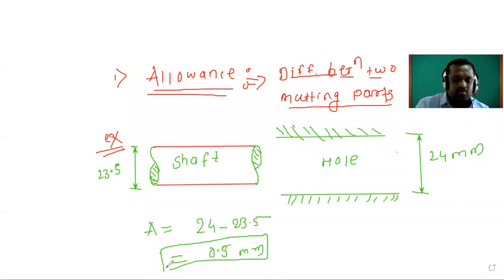For example, suppose this is the hole. See, this is the example of the pen. Simply imagine this will be the hole and this will be the shaft. And suppose I have inserted this shaft into this hole. Then what is the size of this hole and what is the size of this shaft, and what is the difference between them when those two components are mating to each other?